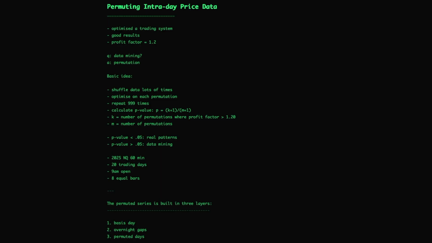On the other hand, if the system optimized on permuted data had a profit factor just as good or better than 1.20, then because this permuted data doesn't include the patterns in the original data, you may conclude that the 1.20 profit factor was achieved only due to data mining. However, this is a sample size of just one. Ideally, we need at least 1,000.